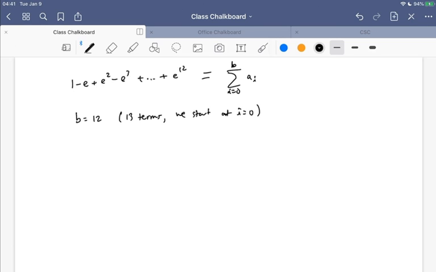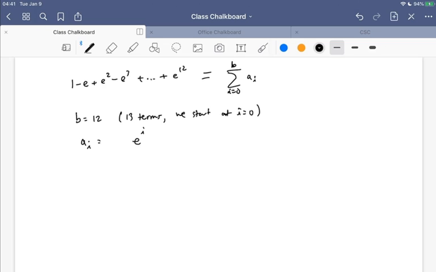The a sub i one is a bit more fun. What we have here looks like there's something times e to the i. Because if i is 0, e to the 0 is 1. If i is 1, e to the first is e. If i is 2, then e squared is, well, e squared, and so on.